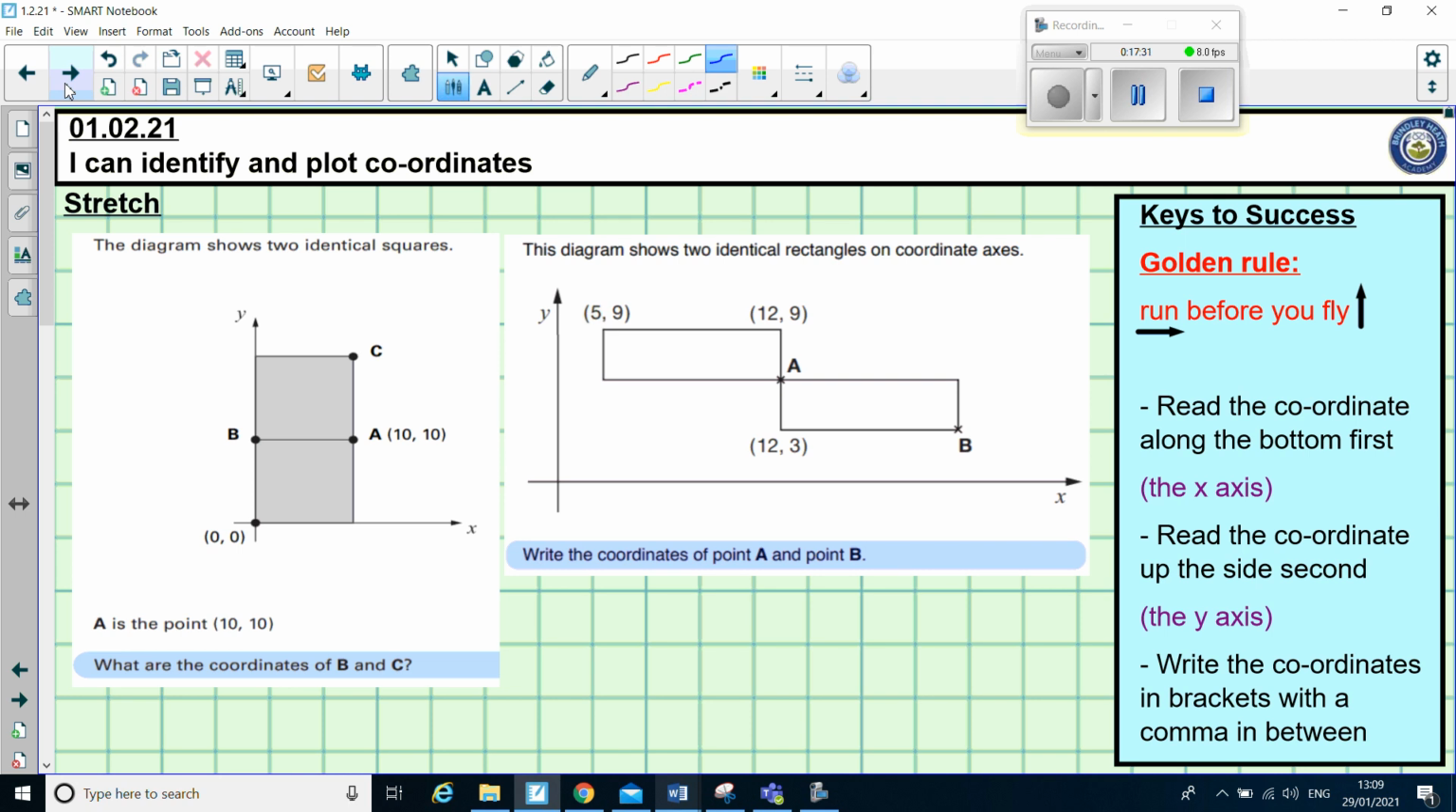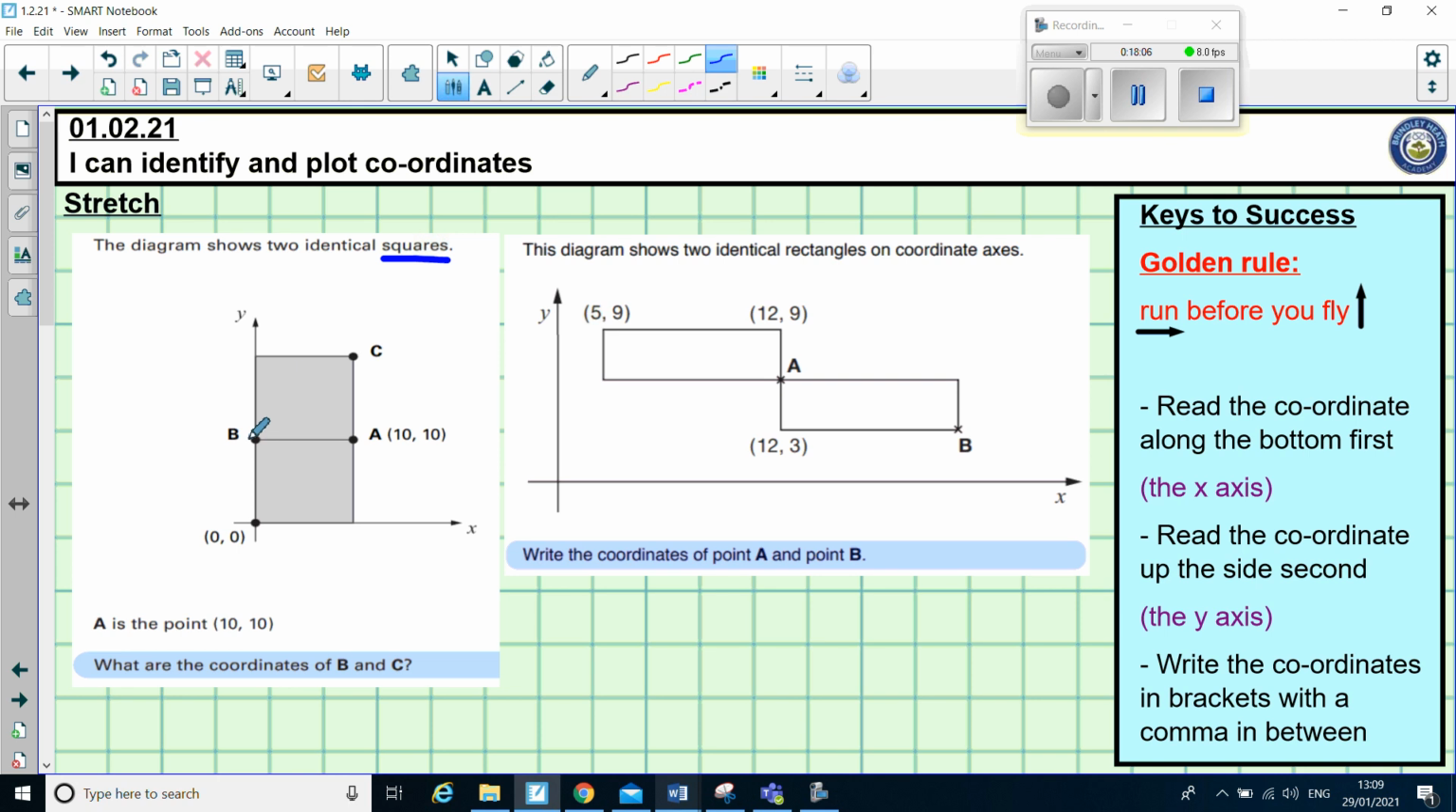So question 1, the diagram shows 2 identical squares. Point A is 10, 10. So they've given us the coordinates for point A. They're saying that point A is 10, 10. They've also told us that this point here is 0, 0. We've got to work out the coordinates of B and C using that information. The key here is that they've told us that these are squares. We know that squares have 4 equal length sides. That information should help us with working out the answers to these.